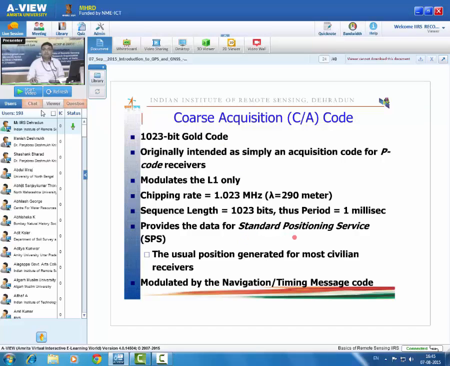So SPS is the service given by code acquisition. Initially, the intention was that the CA code would be used simply as an acquisition code for the P code, but later on the CA code has been used for civilian applications.